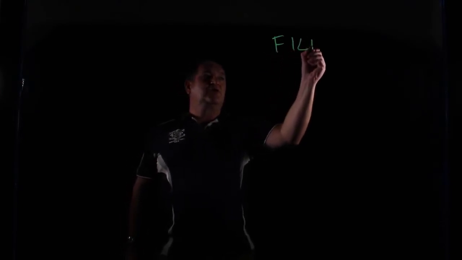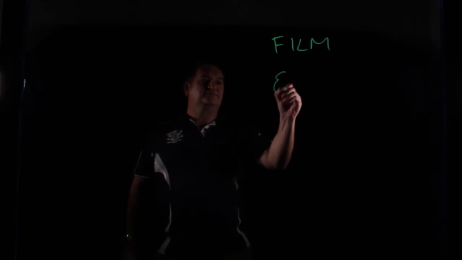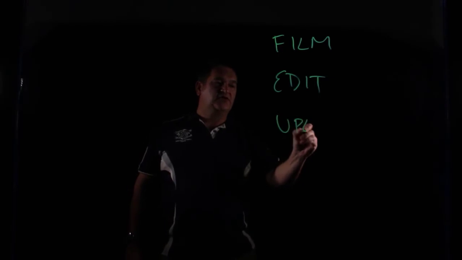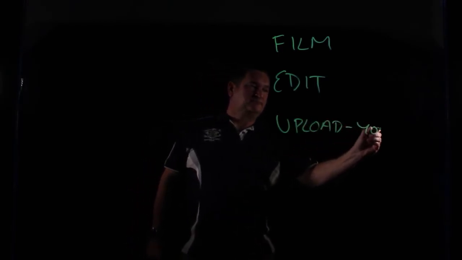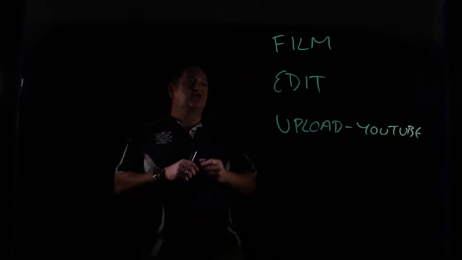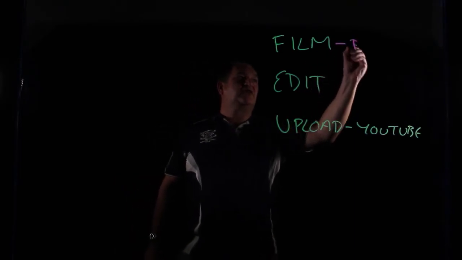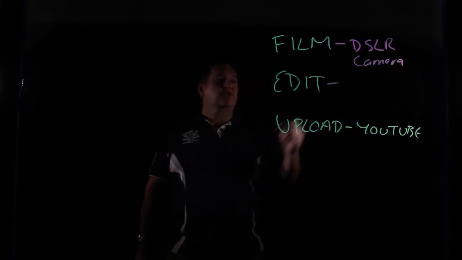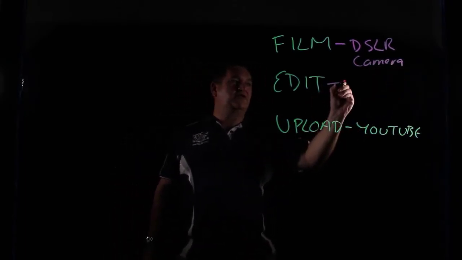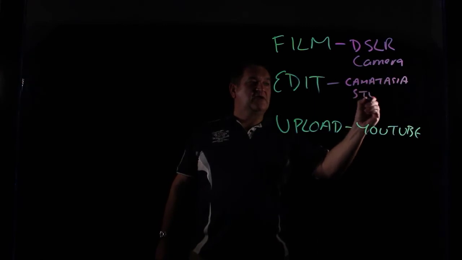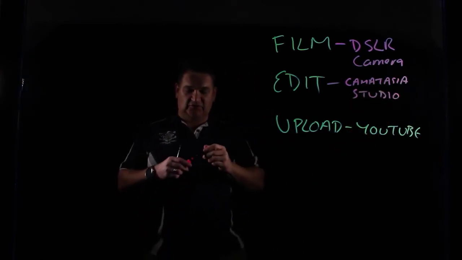Okay, so what's the process? Well, basically we're filming. Once we've got some video, we're editing it, and then we're putting it somewhere. So what we're going to do is upload to YouTube. Okay, how are we going to do that? Well, the main things we're going to use for the filming, we've got a digital SLR camera, and we've got some various bits of software we're going to have a go with, but the one that I've been using the most is called Camtasia Studio, and that's what allows me to create this video in the first place.